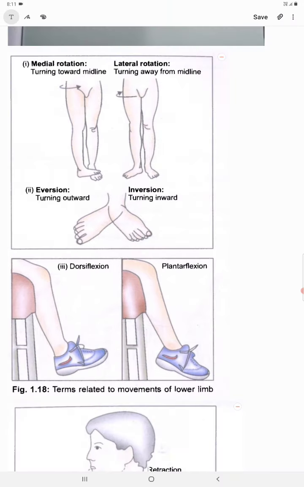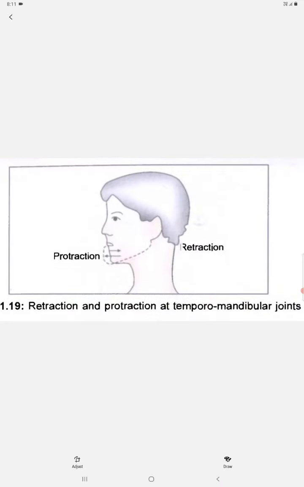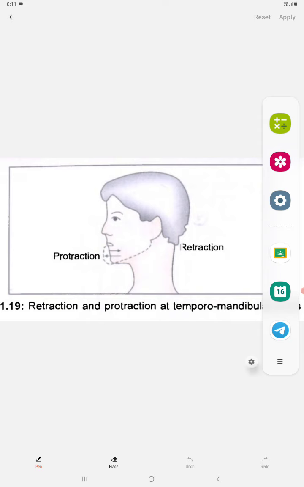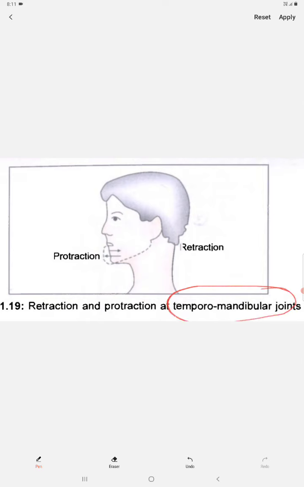And then here we can see the protraction and the retraction, which are related to the mandible, and the joint involved is the temporomandibular joint. This can be asked as an MCQ: protraction and retraction movements of the mandible involve which joint? The answer is TMJ, that is the temporomandibular joint.